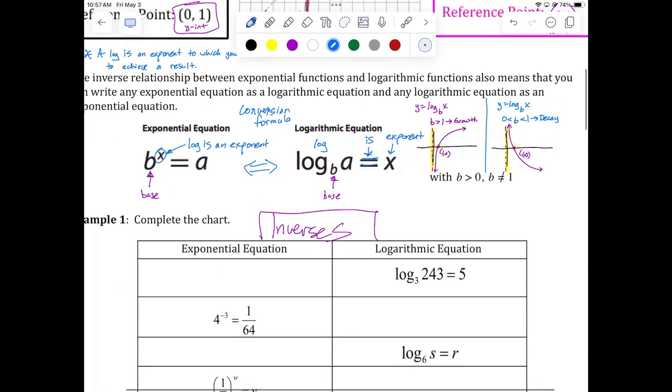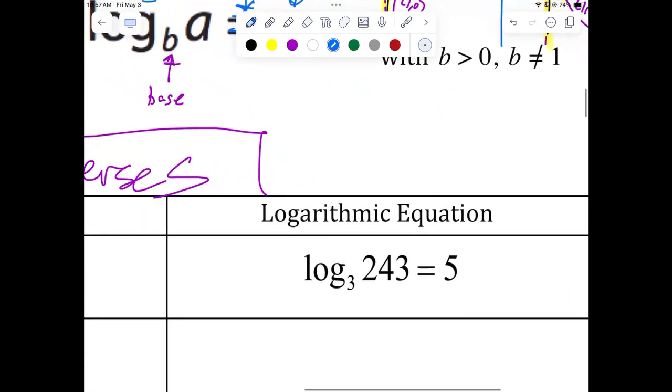Okay, so here's what I mean by that. If you have log base 3 of 243 equals 5, you could say the log is 5, right? At its core, the log equals 5. The log is 5.